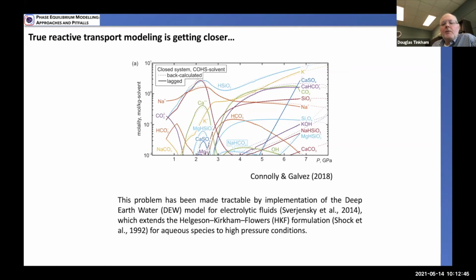Connolly and Galvez published an algorithm. I think they call it the lagged speciation algorithm. Basically, the fluid speciation algorithm iteratively communicates back and forth with the main phase equilibria solver until it comes up with that final lowest Gibbs free energy assemblage. And it lets you look at quite complex fluids with lots of aqueous species in them. Something that's very useful when you're looking at high pressure settings such as subduction zones, but also very relevant in many crustal settings.